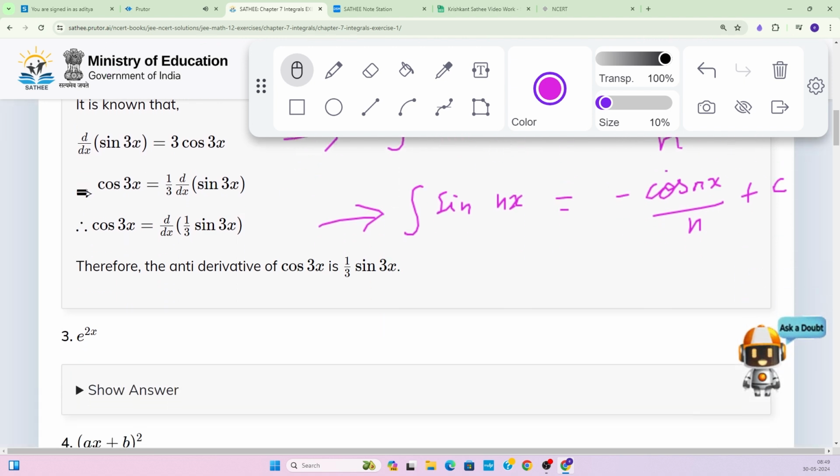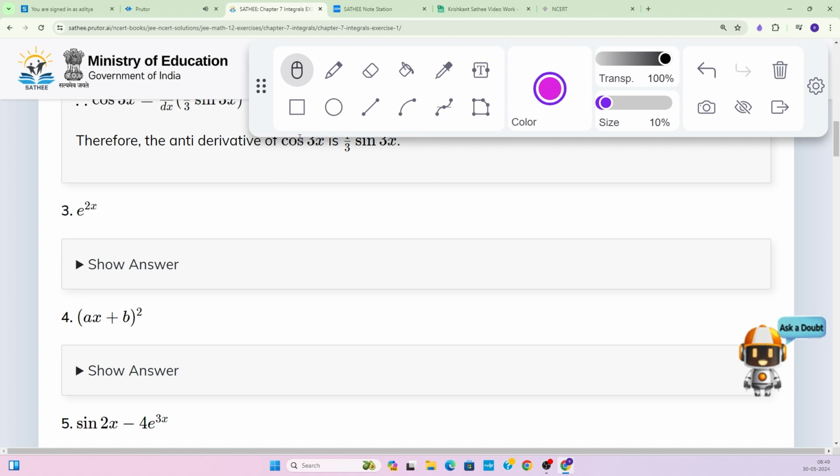Okay, let us move next. Now e power 2x, take this 2x as theta, so you will have e theta. The integration or the antiderivative of e theta will be what? You all know, just e theta. e theta gives e theta after differentiating as well as after integration. But we have 2x in place of theta. Just replace it with 2x.